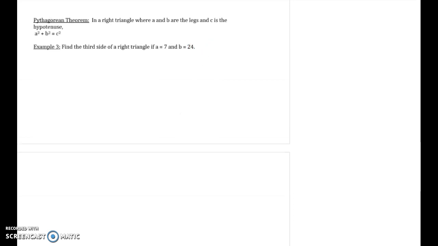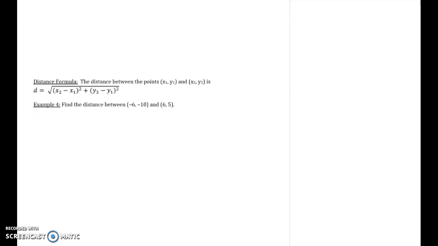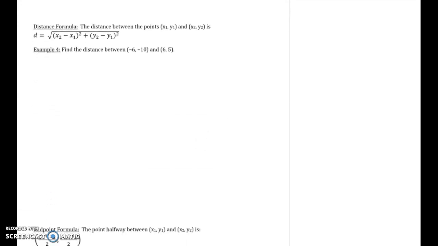All right, guys. So in this example number 3, I'll let you apply the Pythagorean theorem. And don't forget to give me the answers and fill in the blank space right there. Distance formula, same idea. Find the distance between 2 points. I'm going to do the example number 4 with you.